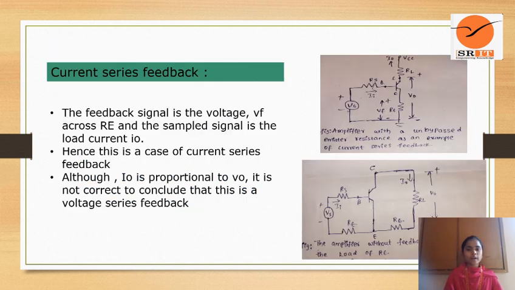Current series feedback. The feedback signal is the voltage Vf across Re and the sampled signal is the load current I0. Hence, this is a case of current series feedback. Although I0 is proportional to V0, it is not correct to conclude that it is a voltage series feedback.